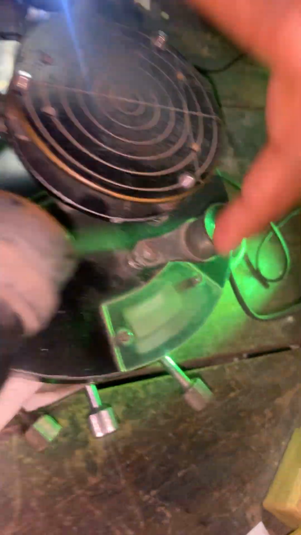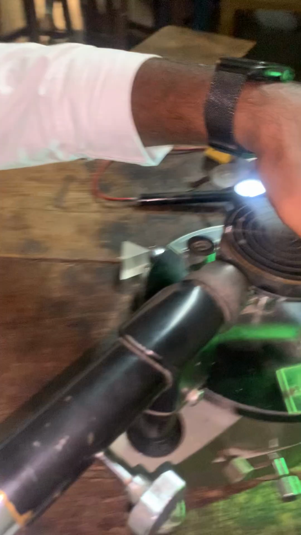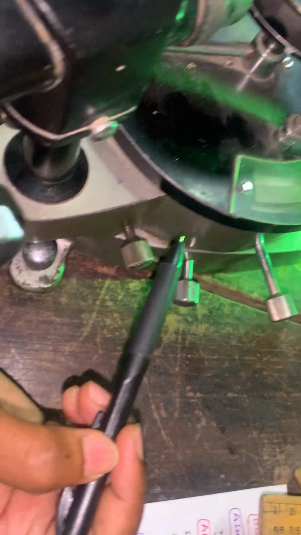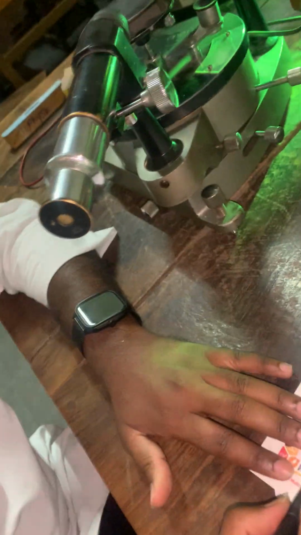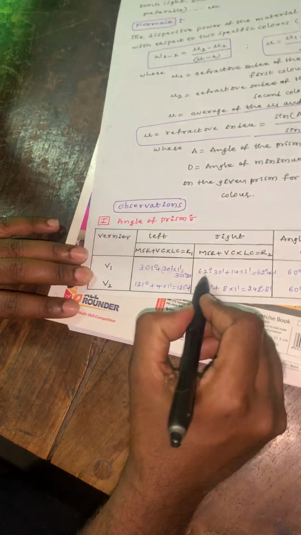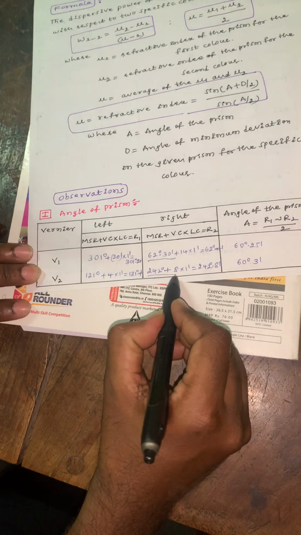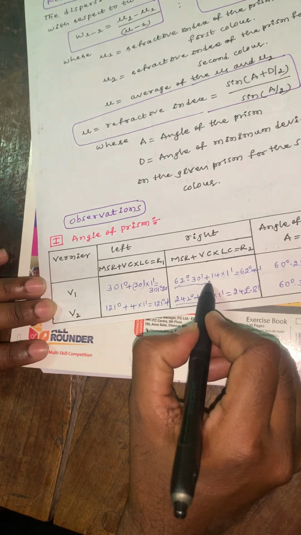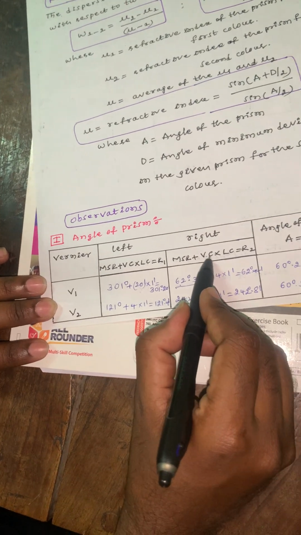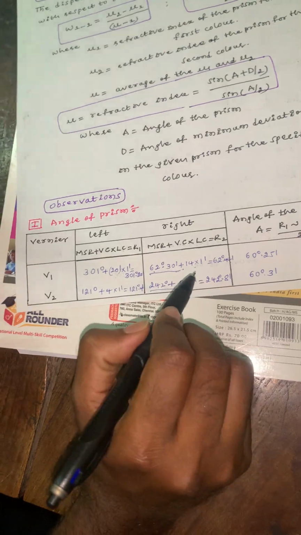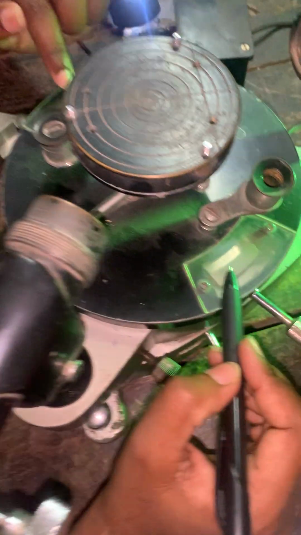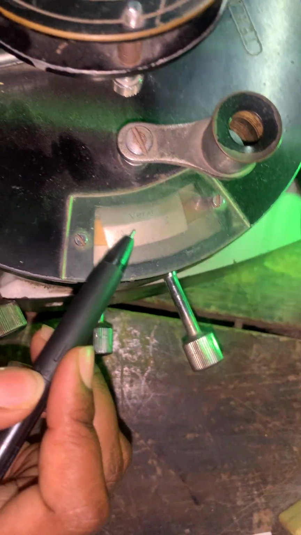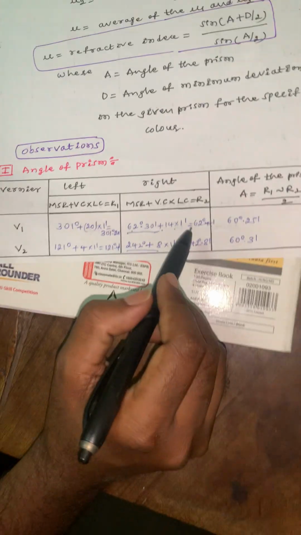So now you have to take that reading. This reading is V1 you have to take, and this reading is V2 you have to consider. So V1 you have to write here, from the right hand side, and on the right hand side we are able to write V2. MSR plus VC, that is the Vernier coincidence, multiplied with the least count. How much is the least count? The least count is 1 minute in this experiment. That's why you have to multiply with 1. Next, in the same fashion you are able to do.